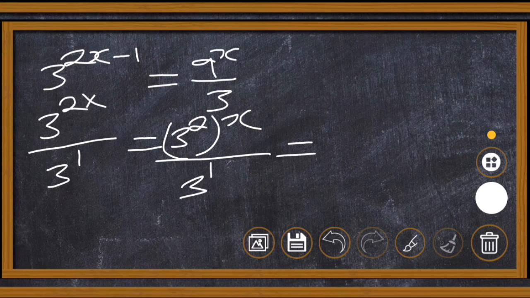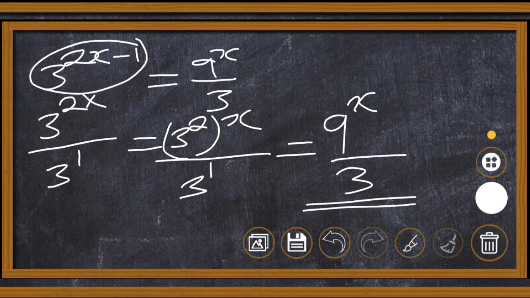And then when we raise 3 to power 2, it's what? It's 9. And remember, we have x there. So it's 9x over 3 power 1, which is simply 3. So we have proved that this here is the same as this. So this is how we basically prove.